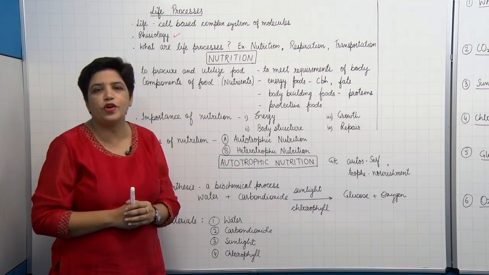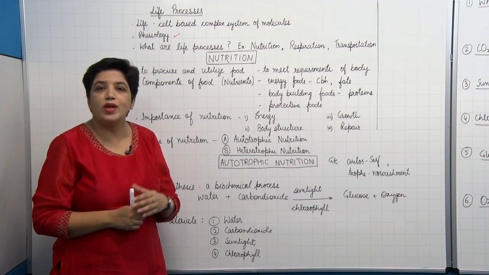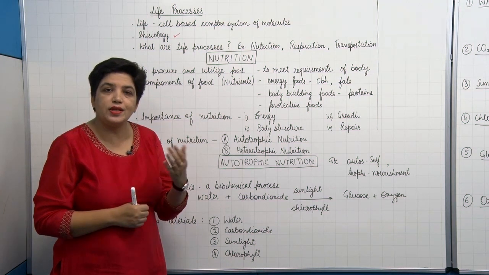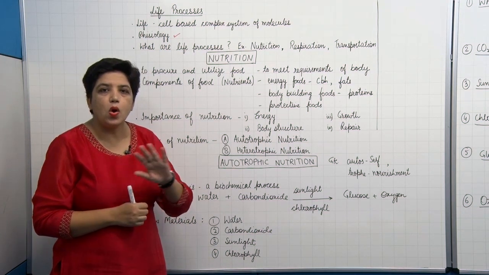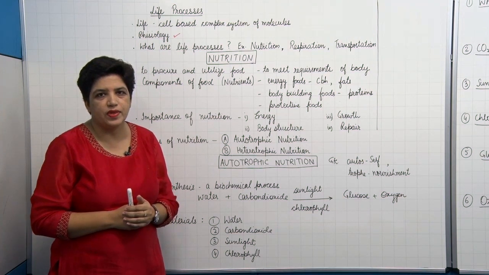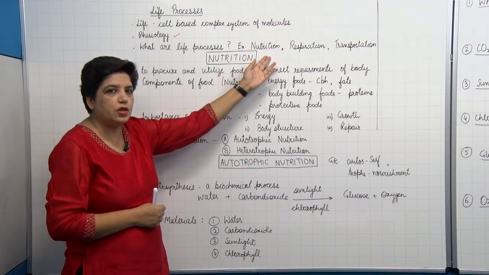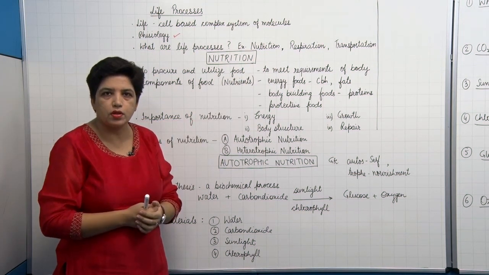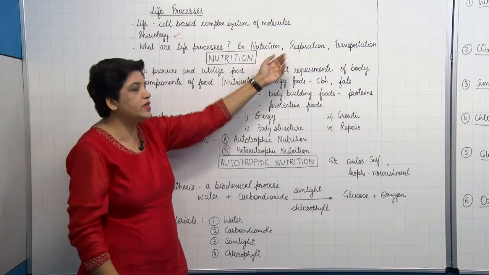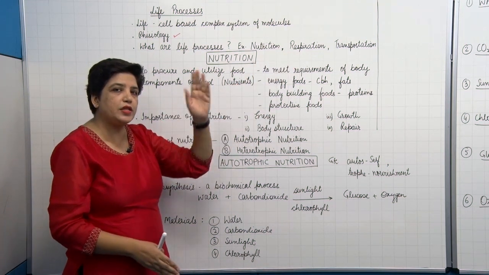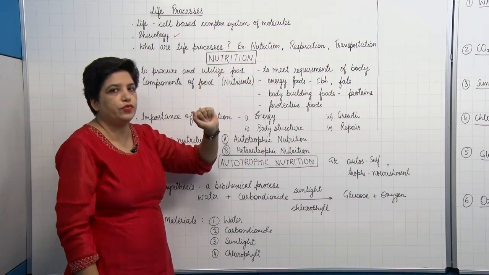They are important for any living organism, whether they are unicellular or most complex multicellular, whether they are plants or animals. All these life processes are the same for all the organisms. For example, nutrition. We all need food for our survival, for our growth. Similarly, we all respire to obtain oxygen. That oxygen is utilized to release energy from the food.